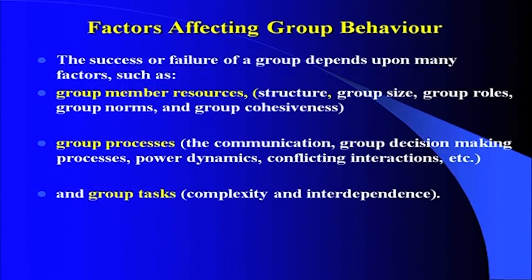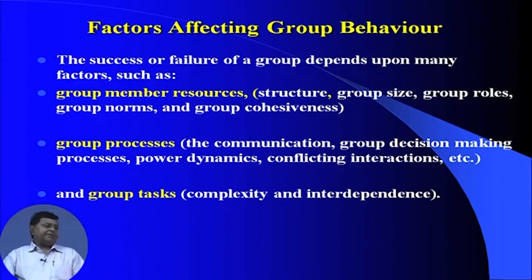Now, further factors affecting group behavior. I would like to discuss a little bit what factors one has to be aware of which will affect group behavior. The success or failure of a group depends upon many factors, but these are some of the important ones. First one is group member resources. That means it consists of the structure, size of the group, group rules, group norms, and group cohesiveness. This is very, very important.